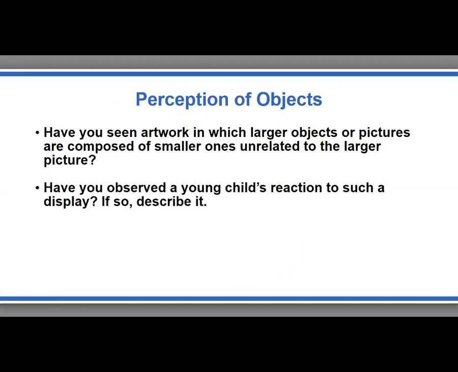Again, have you ever seen artwork in which larger objects or pictures are composed of smaller ones unrelated to the larger picture? Have you observed a young child's reaction to such a display? If so, describe it. Sometimes you might see a picture of a person, or maybe a building, and then that building is made out of different pictures of the people who work in that building, and they use different shades of the pictures to create an overall object of the building, right? There are a lot of things like that.